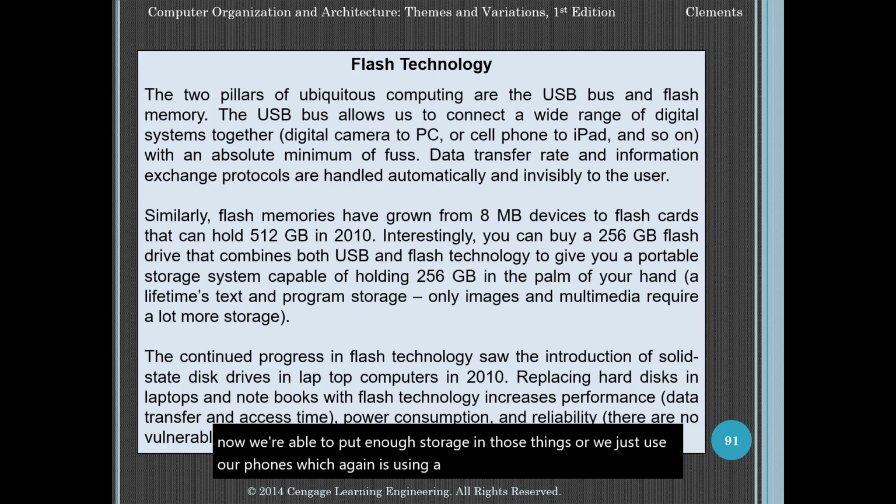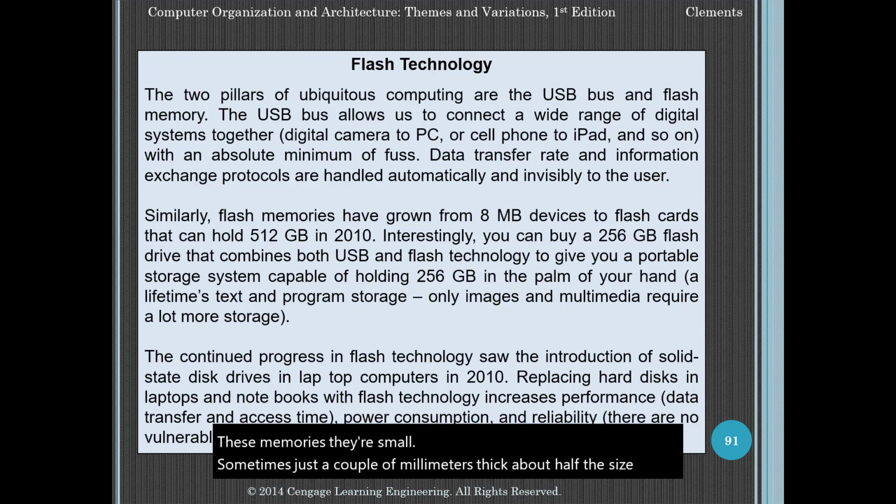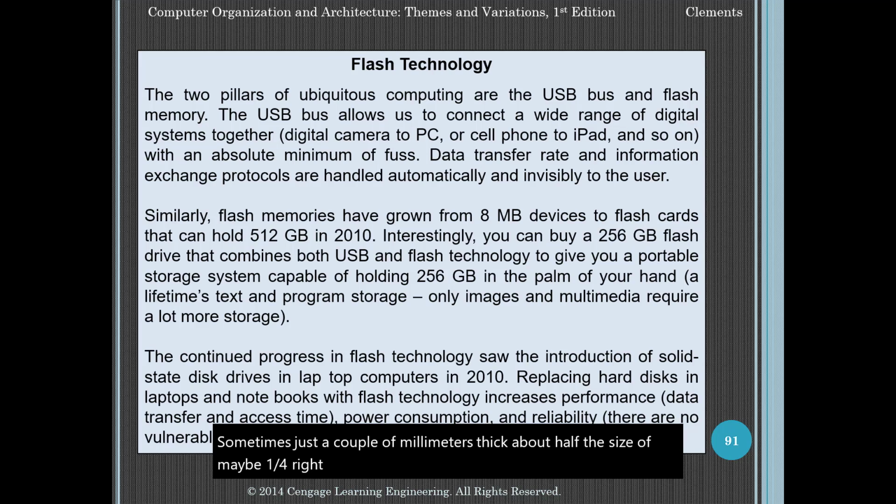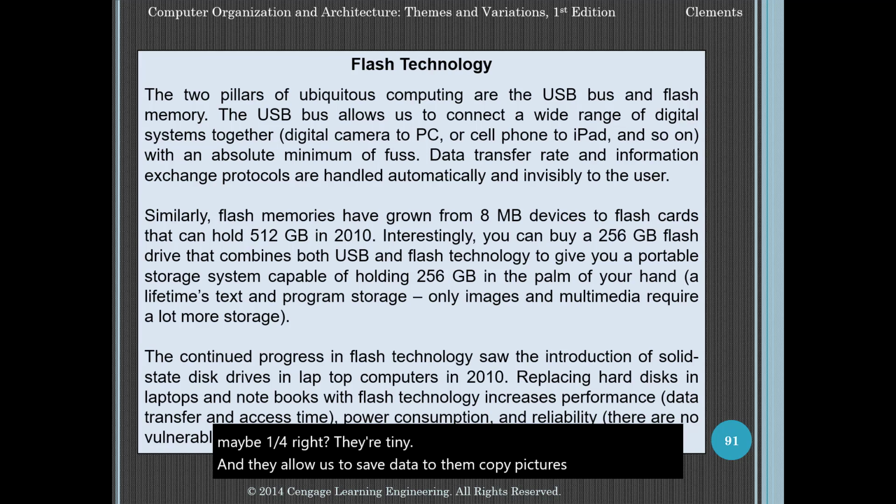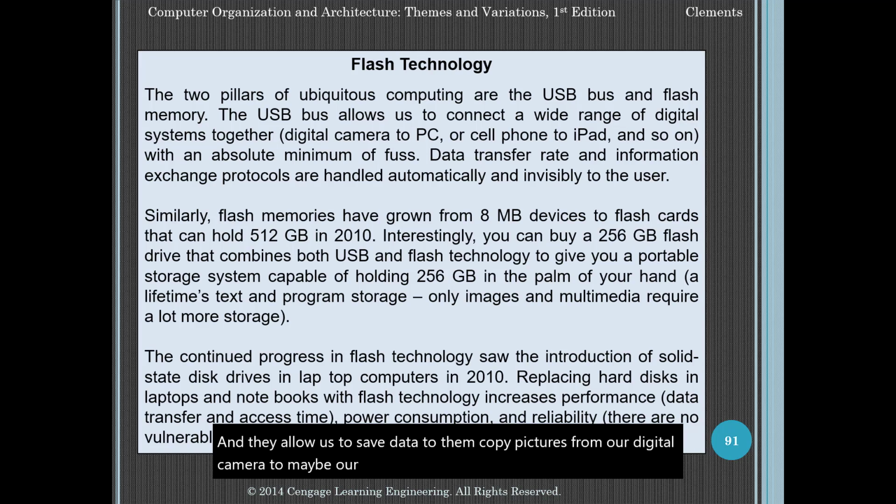But I mentioned digital cameras because digital cameras are still using this kind of flash memory. I have a dash cam in my vehicle and it uses a compact flash card. And so these memories, they're small. They're sometimes just a couple of millimeters thick, about half the size of maybe a quarter, right? They're tiny. And they allow us to save data to them, copy pictures from our digital camera to maybe our laptop. They're available in a couple of different formats, right? That's the type 1, type 2, the big and the small.